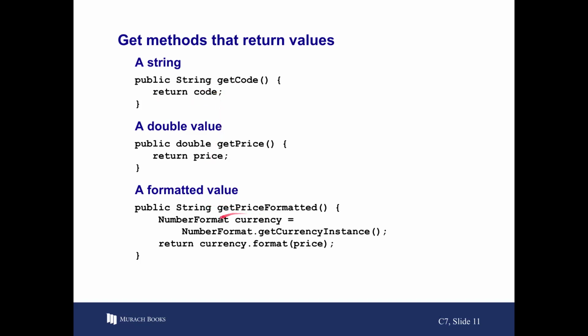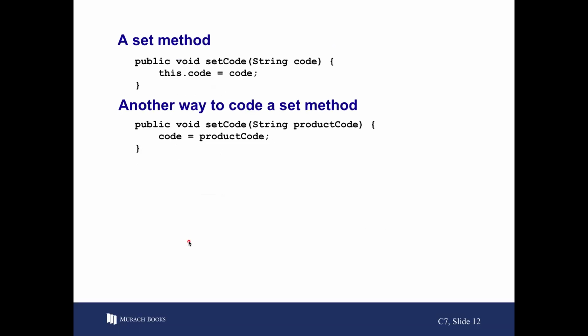Here's an example of the get price formatted, where we're actually creating a currency formatter, and then we're returning the price. This would actually return the price with the appropriate currency symbol, US dollar sign, euro sign, whatever the currency of the local computer is. Here's a setter. This is changing the value of the instance variable code.